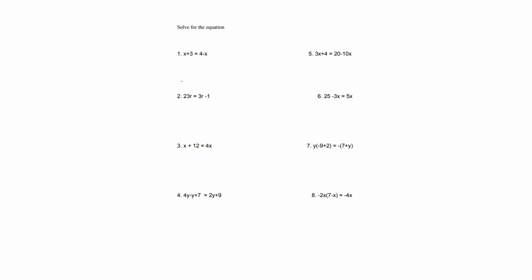Okay, for this next part, I just want you to solve for the equation. So for number 1, you're just solving for x. So try to isolate the x. So add x on both sides. Comes out to 2x plus 3 equals 4. Subtract 3 on both sides, just to get the x on its own. So 2x equals 1. Divide both sides by 2, and you get x equals 1/2.